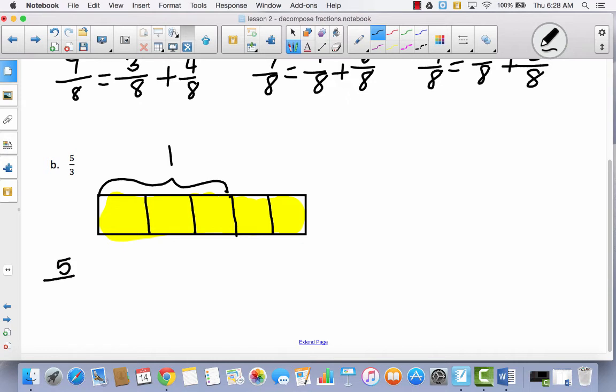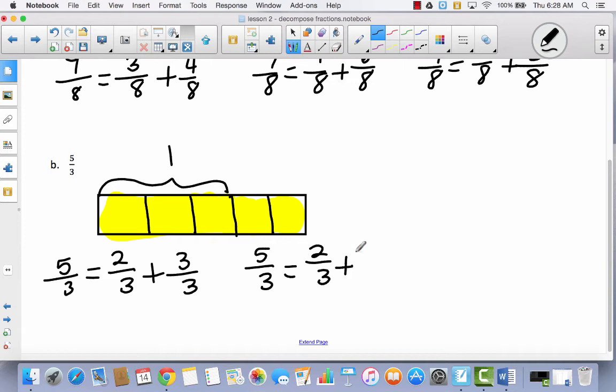Okay, so I'm going to do 5 thirds equals 2 thirds plus 3 thirds. And then I'm going to do 5 thirds equals 2 thirds plus 1. And then I'm going to do 5 thirds equals 1 third plus 4 thirds. So I wonder if any of our number sentences turned out to be the same. I bet at least one of them did, if not more.